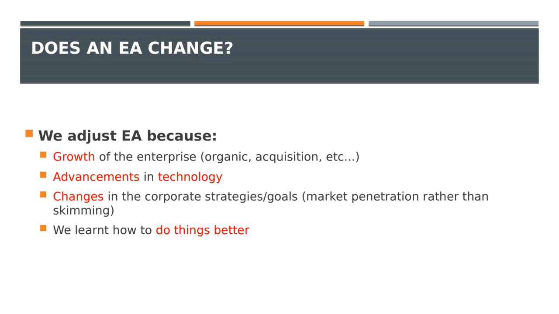Does your EA change? Of course, it's dynamic because your technology is changing, right? You're human. People are changing, resources are changing. Even business functions, maybe they are increasing. So because of the growth, because of advancement in technology, because of changes in the corporate goals, okay, and because we learned from our mistakes, we learn to do our things better.